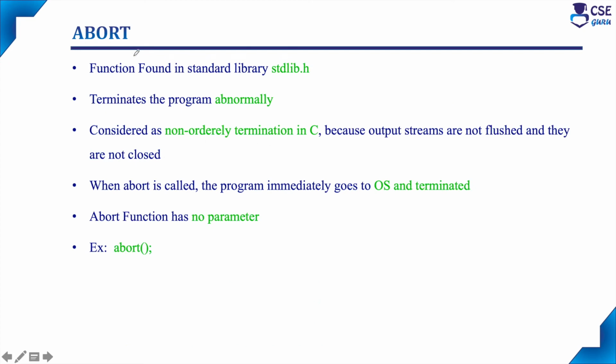Next, the abort function. This function is also found in the standard library stdlib.h, and it terminates the program abnormally. That is, this is not a normal termination. It is also considered a non-orderly termination, because the output streams are flushed out and not closed. It will abruptly terminate from the current situation. It won't close any open file streams at all. So this abort termination is considered an abnormal termination.